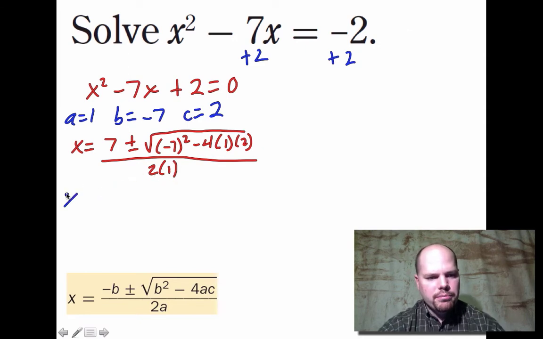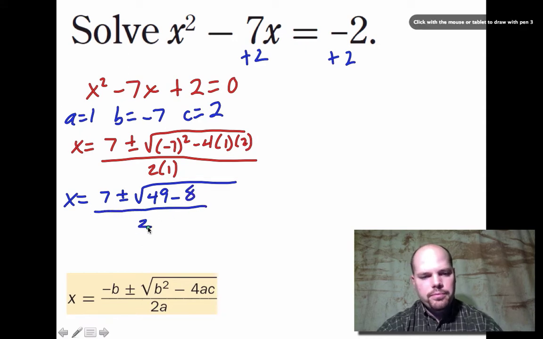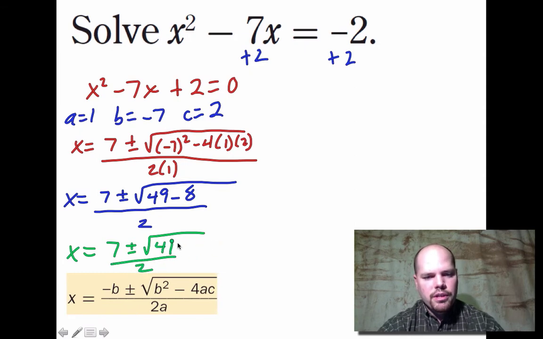Then I'm going to start simplifying. So 7 plus or minus, negative 7 squared is 49, 4 times 1 times 2 is 8, all over 2. Then I get x equals 7 plus or minus the square root of 41 over 2. The square root of 41 is not a perfect square, so this is my exact solution.